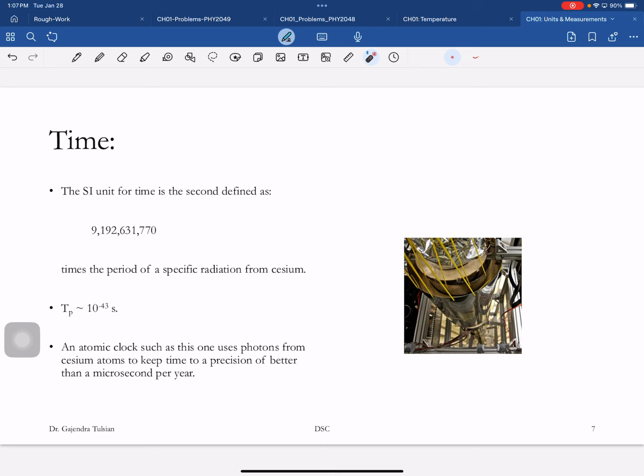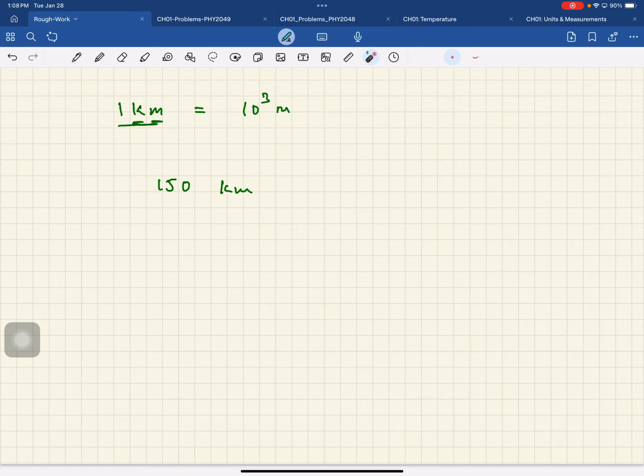Every quantity that you study in Physics 1 can be expressed in terms of length, mass, and time. The SI unit for time is the second. We'll see how a second is defined. How's the second defined? Do you guys remember? It's defined by so many specific periods of cesium.